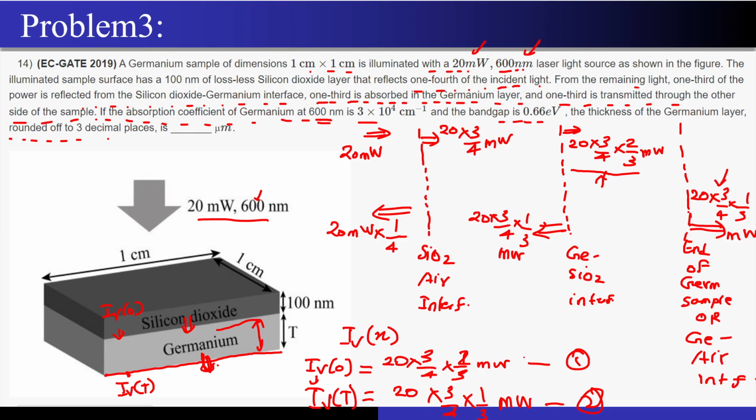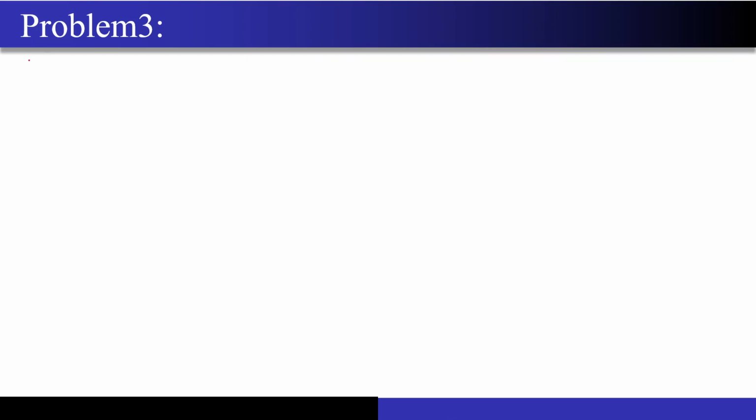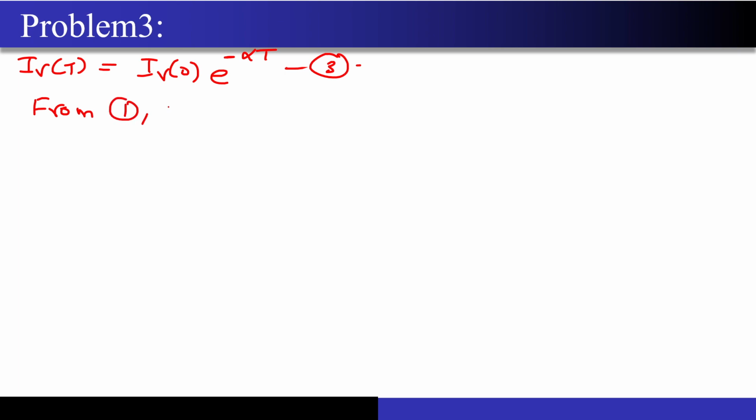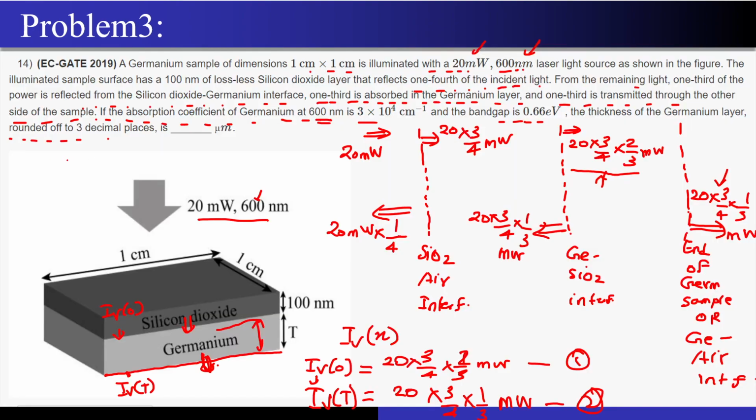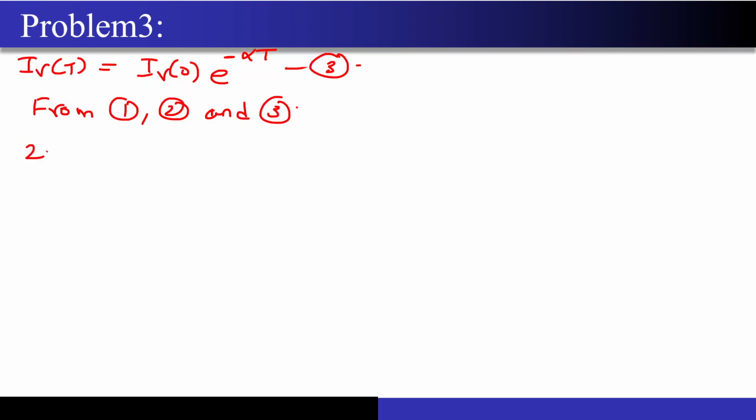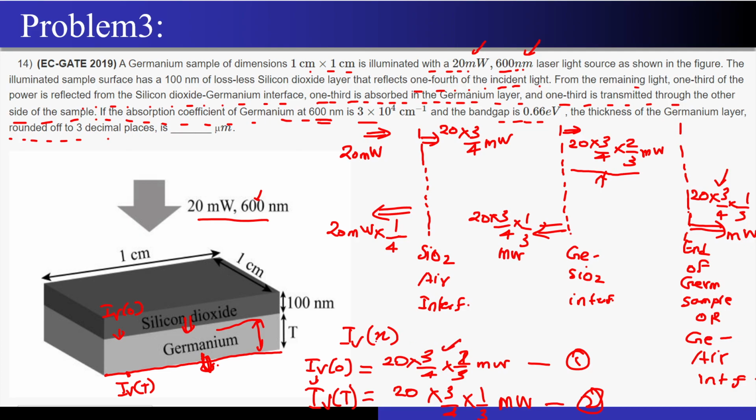I will move on to the next page now, correct? We know that Iv of T is nothing but Iv of 0 into e to the power minus alpha t, correct? So let me highlight it as equation number 3. So I will just substitute 1 and 2 into 3, correct? From 1, 2 and 3, my Iv of T was what? 20 into 3 by 4 into 1 by 3 is equal to, Iv of 0 is this value.